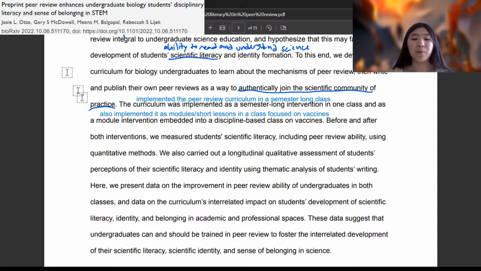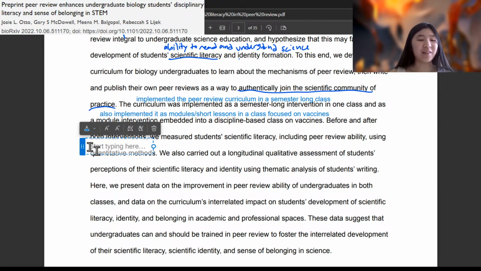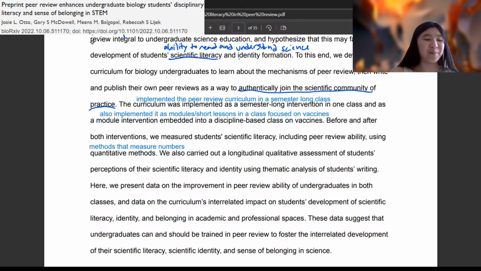Okay. Before and after both interventions, we measured students' scientific literacy, including peer review ability, using quantitative methods. Quantitative methods literally means methods that measure numbers. That's very abstract. Okay. We also carried out a longitudinal qualitative assessment of students' perceptions of their scientific literacy and identity using thematic analysis of students' writing. Whew, okay.